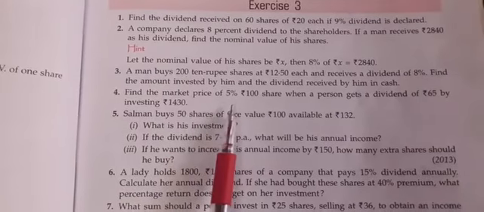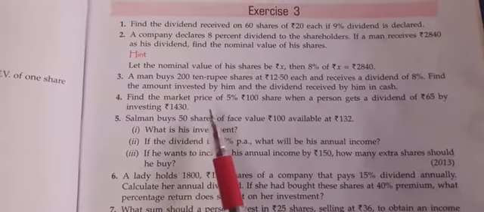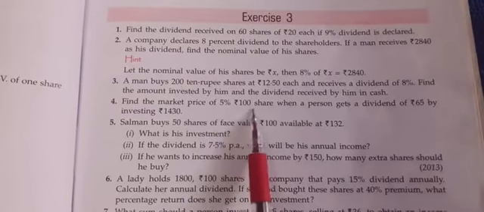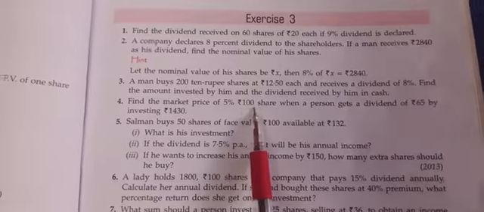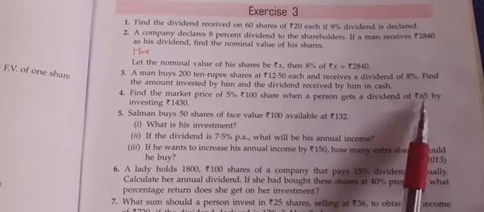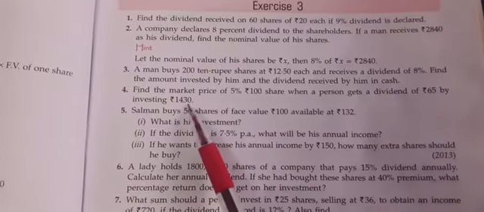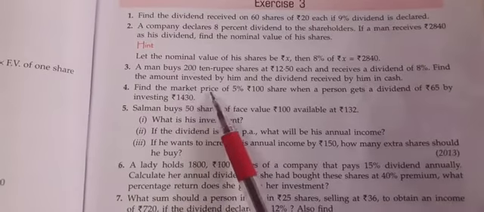Now try to understand what is given. Children, see, this is your dividend percent. This is face value, means original price of the share, that is 100 rupees. Dividend is also given, dividend percent is given, total investment is given. We have to find out market price. So let's see how to solve the sum.